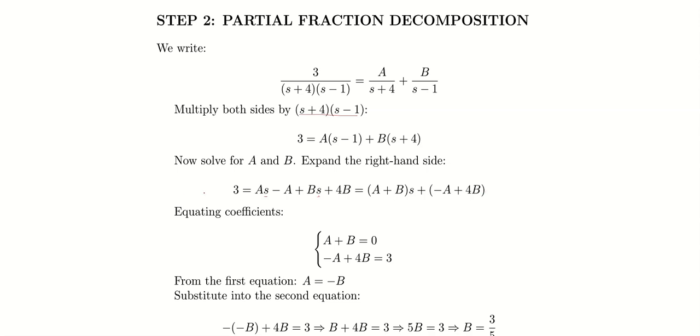And so I just compared it. Here there's no s. It's 0s. So 0 has to be A plus B, and then 3 has to be negative A plus 4B. So you can do that if you want.